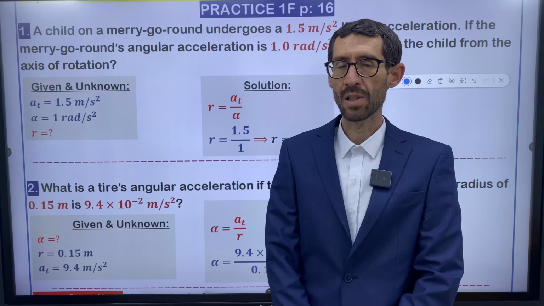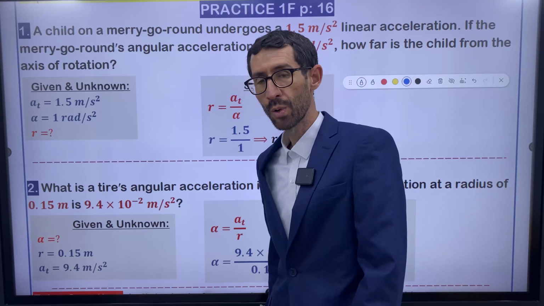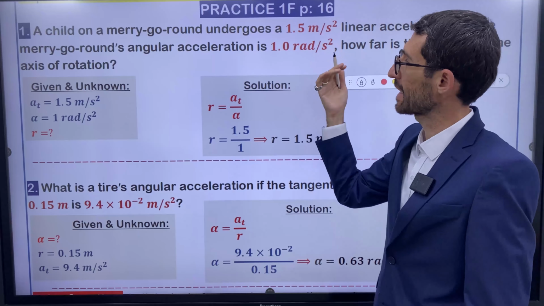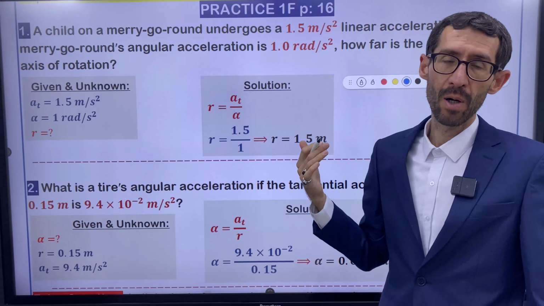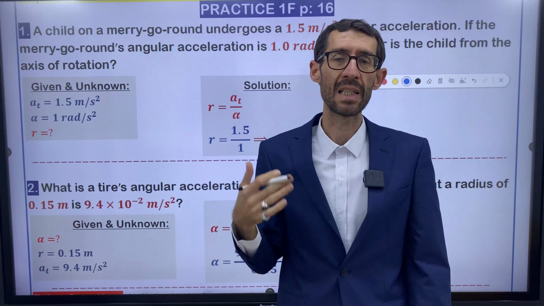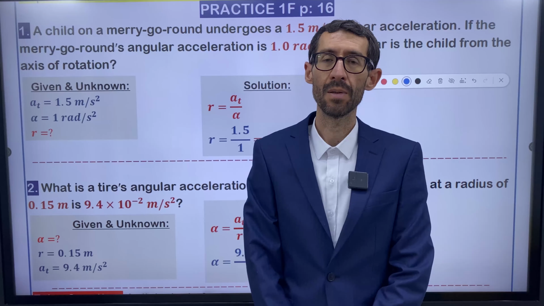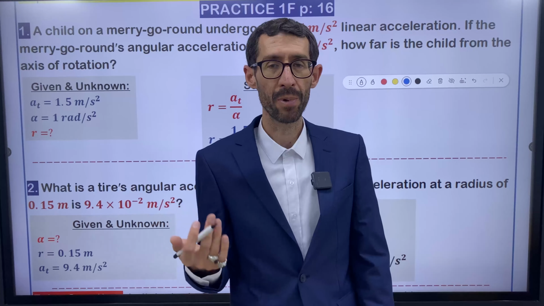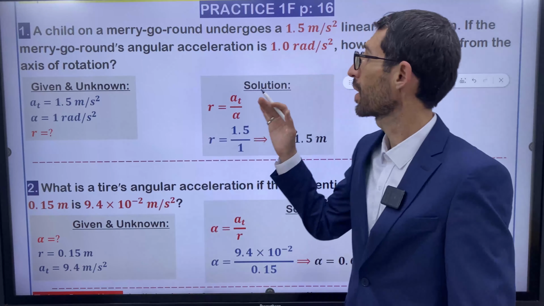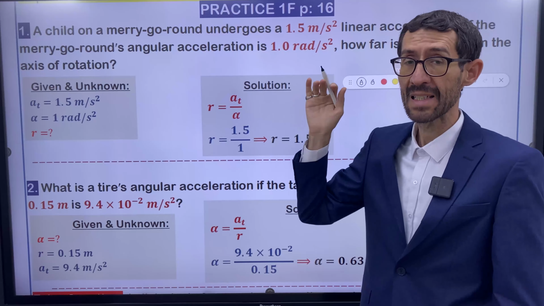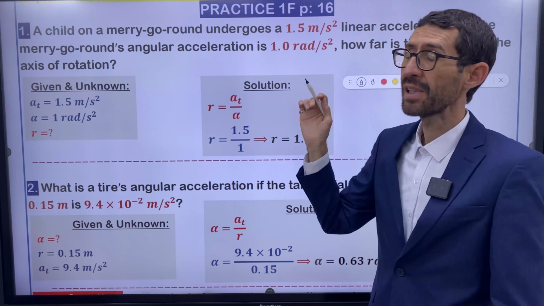Right now, I'm going to solve practice 1F for you, page 16. So far, we talked about tangential acceleration and its relationship with angular acceleration. I solved the sample problem for you. Right now, I'm going to solve practice 1F, page 16. Let's get started. Let me read the question for you.